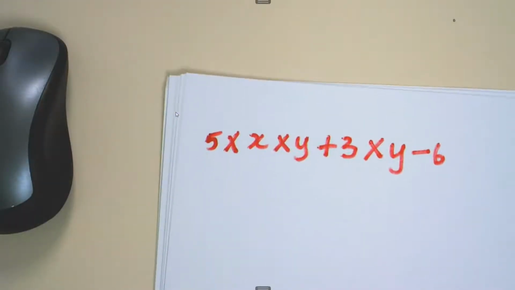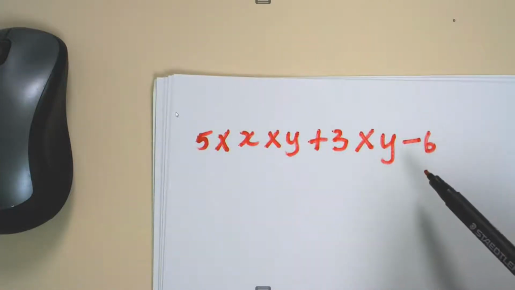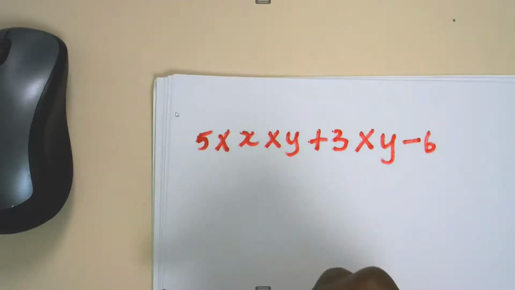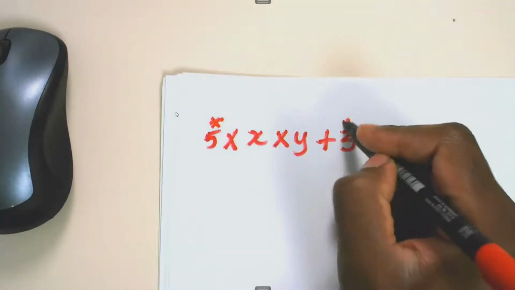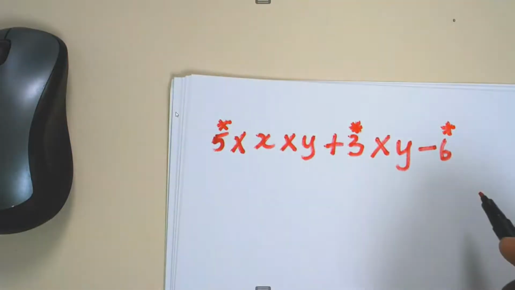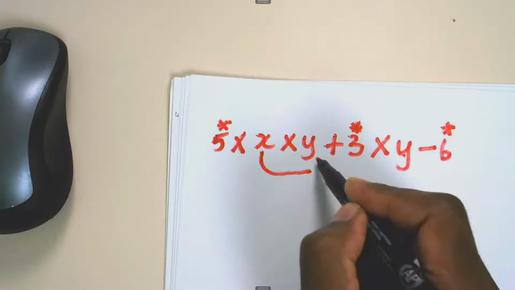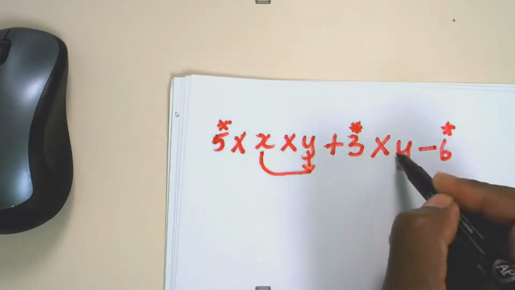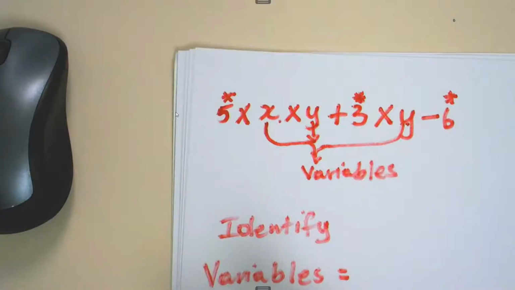Now, question first, is this an expression? Let us check. First, it must have ordinary numbers. It has 5, it has 3, it has minus 6. So, first objective has been achieved. Second, does it contain variables? Yes, x. Numeric, it means a number.